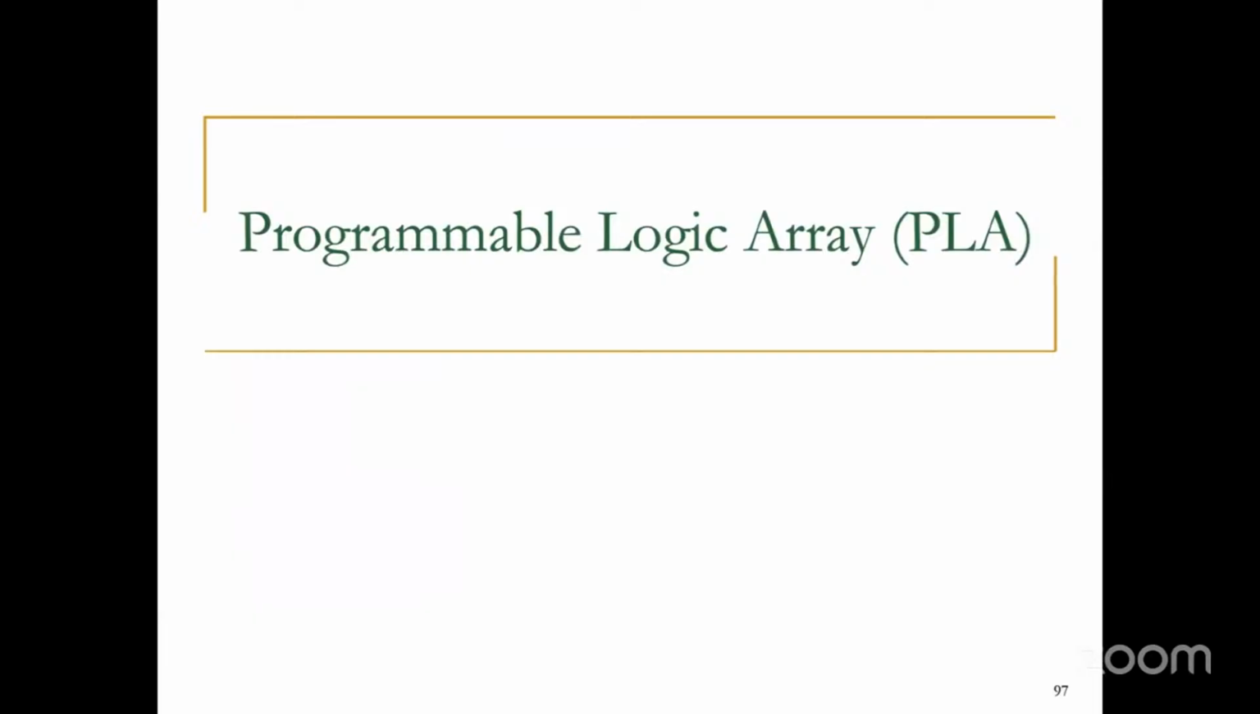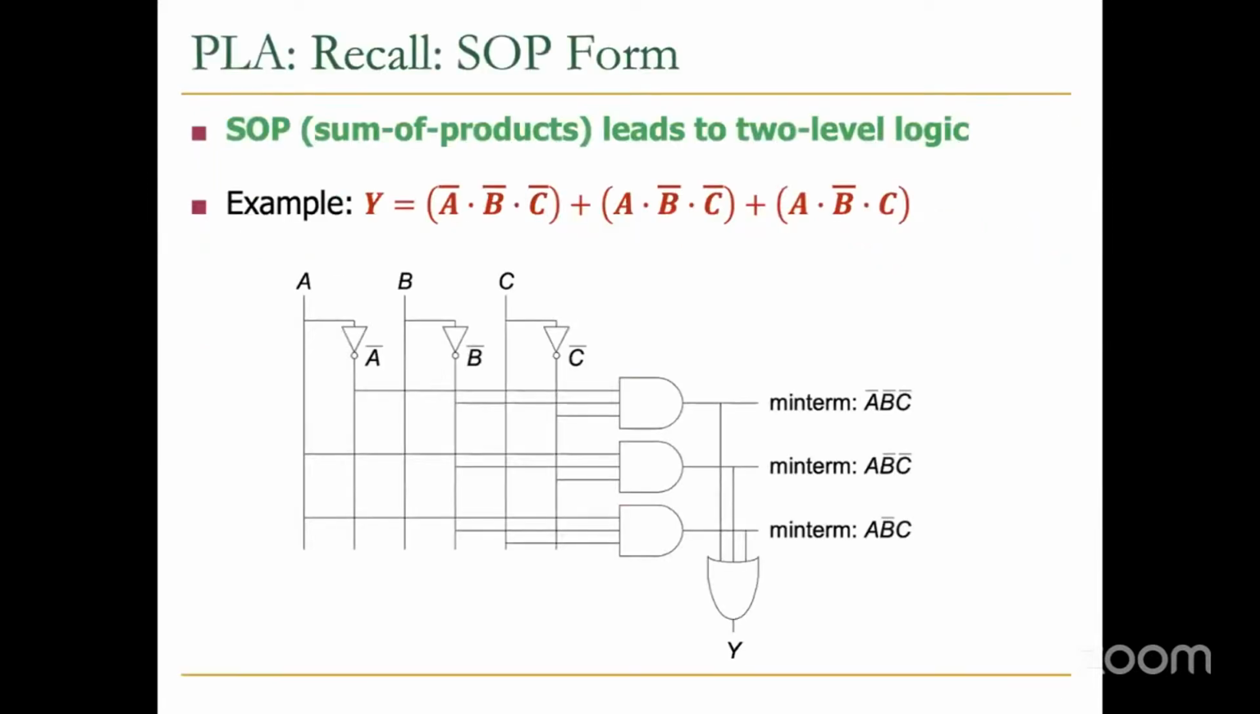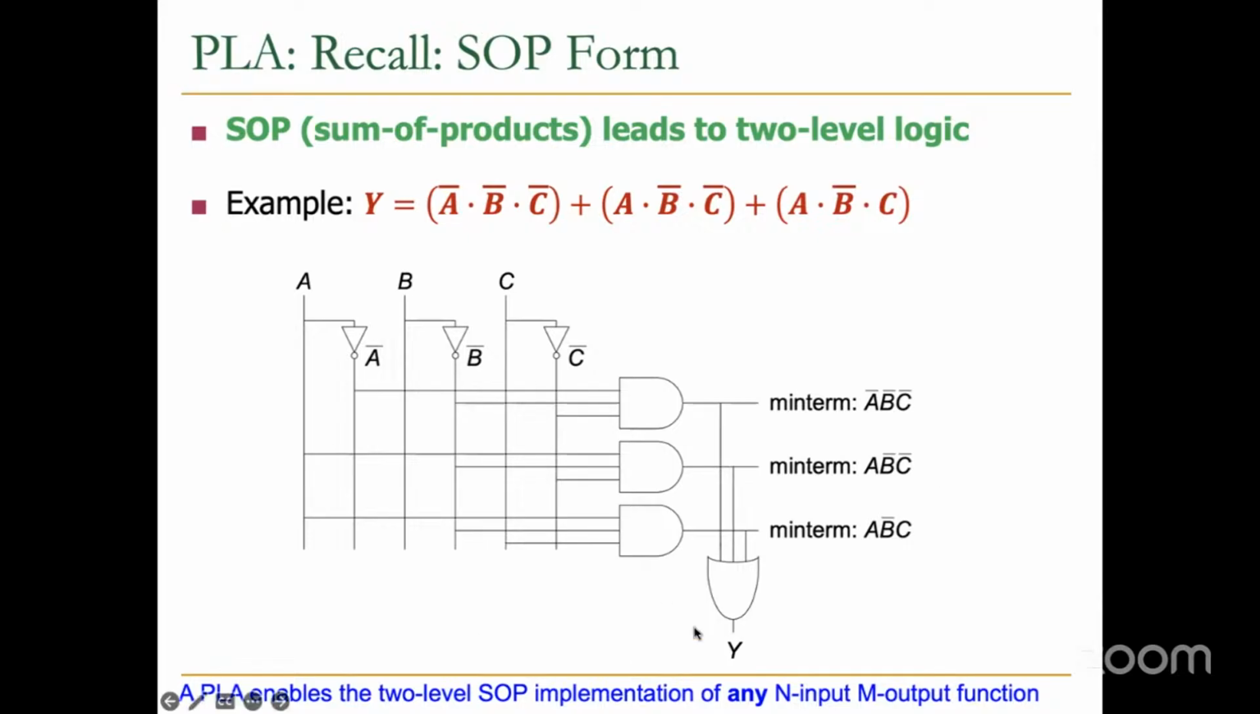Okay, programmable logic array. This is actually going to be an example of programmable logic that can also be configurable potentially. We call the sum of product form. We didn't talk about that for no reason. Sum of product form leads to 2-level logic. A PLA, programmable logic array, enables the 2-level SOP implementation of any n input, m output function. Programmable logic array actually looks like this, kind of, except it has programmable connections between the inputs and inputs to these AND gates, and also outputs of the AND gates to the inputs of the OR gate.